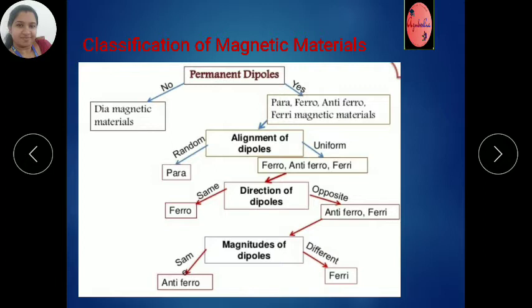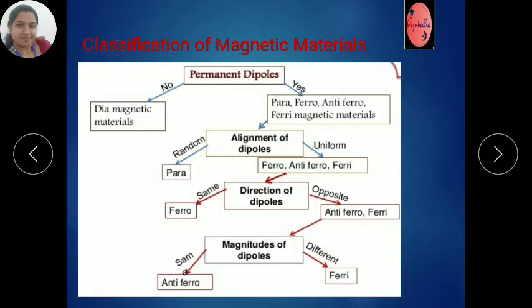So the main classification is based on the permanency of dipole. We can classify it into two: diamagnetic material, which has no permanent dipoles, and para, ferro, antiferro and ferrimagnetic material, which have permanent dipole moments. Then we have to group para, ferro, antiferro and ferri.